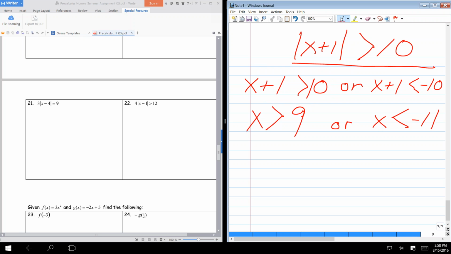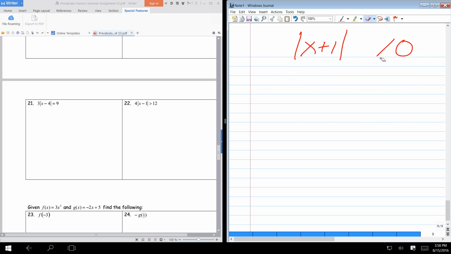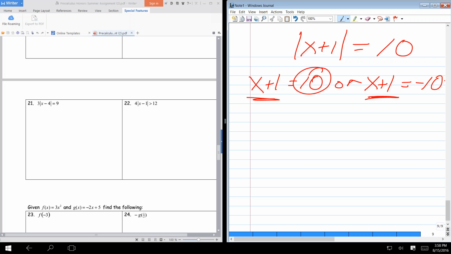What about when it's equal to each other rather than greater than or less than? That's actually quite a bit easier because there's really only one thing you have to do. If there's an equal sign there, then that means x plus 1 is equal to 10, or x plus 1 is equal to minus 10. Just remember, never change the inside part. Don't mess with that. Everybody wants to mess with that. The only parts you need to mess with are there, and if there's an inequality, it needs to be reversed on the second part.